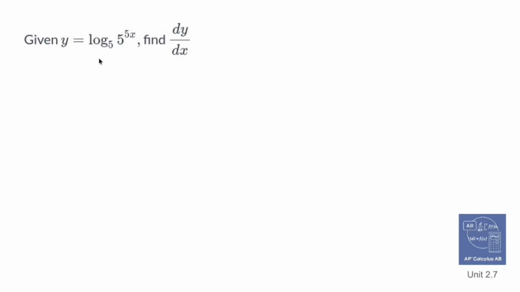Now, lots of logs and lots of 5s, okay? But here's the general rule: log base b of b to the x, the log base b and the b cancel out, and you're dropping down just the x. Now, I know this doesn't look exactly like this, but log base 5 of 5 to the stuff, the log base 5 of 5 just cancel each other out. And I can drop down 5x.